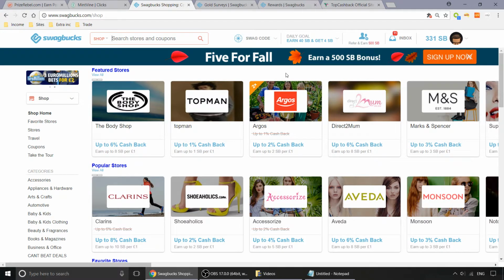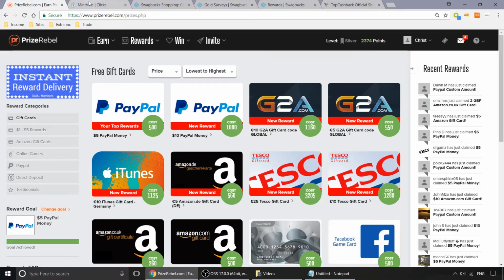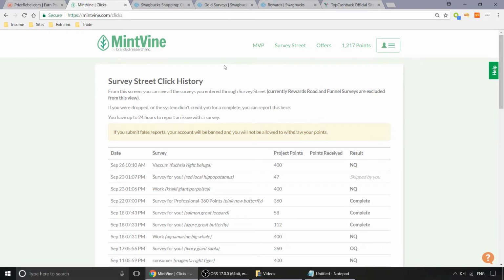Don't get me wrong, Swagbucks is good, but there are others that I prefer, and they are good alternatives, so you might want to consider adding them, both Prize Rebel and Mintvine, to your arsenal of making money.